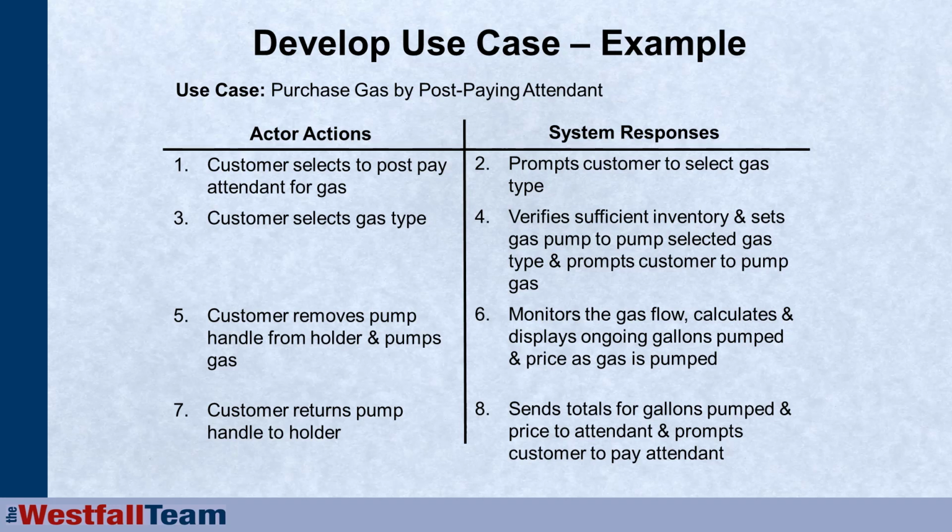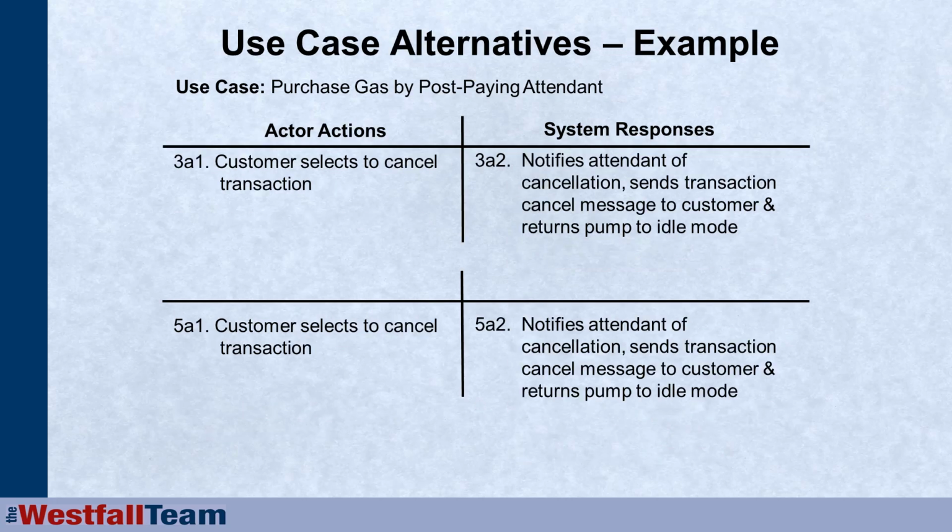For example, I could cancel at any point in time. Again, I did that because I wanted to do that. So those might be alternatives. Or I might select a different type of gas. Or I might say, yes, I want a receipt, or no, I don't want a receipt. Alternatives always branch off the main use case and may either return to the main use case or simply terminate like these do, by notifying the attendant of the cancellation, sending the cancellation message to the customer, and returning the pump back to idle to start a whole brand new use case.